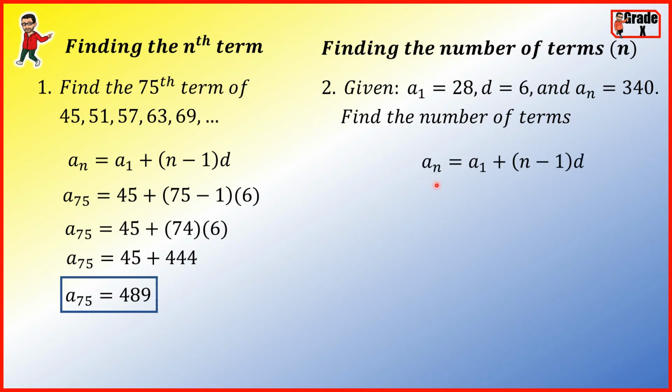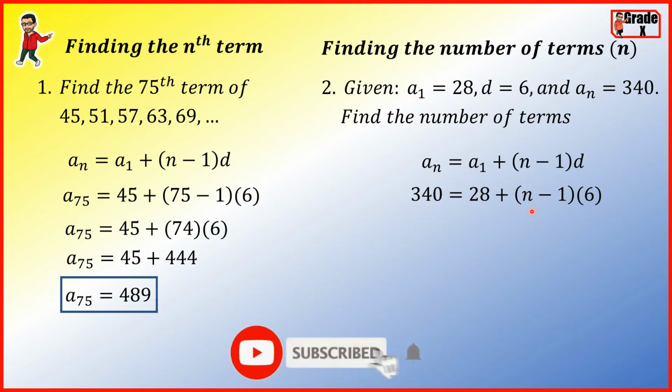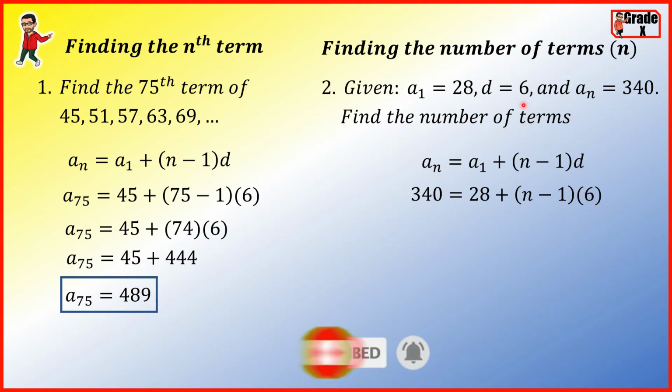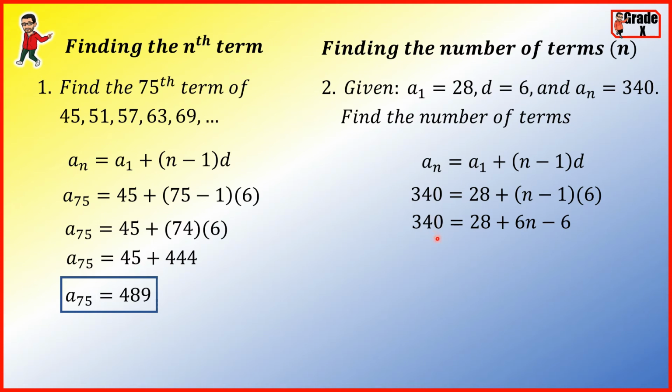So gagamitin pa rin natin yung formula ng arithmetic sequence. Ang ating a sub n or last term is 340. A sub 1 is 28. N is unknown, minus 1 times d, which is 6. Then 340 equals 28 plus n times 6 is 6n. Negative 1 times 6 is negative 6.